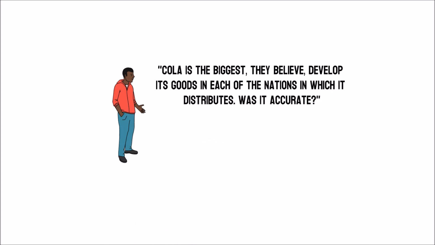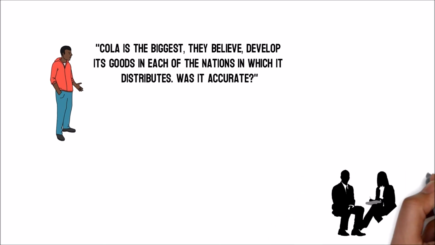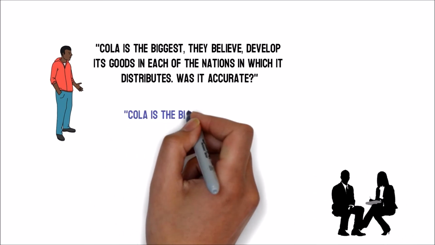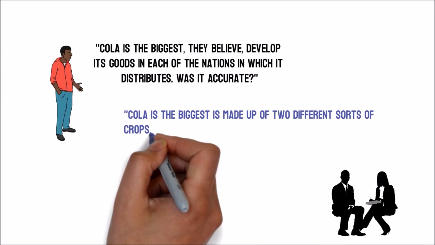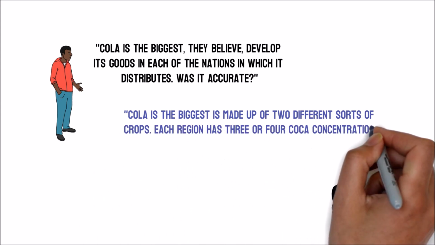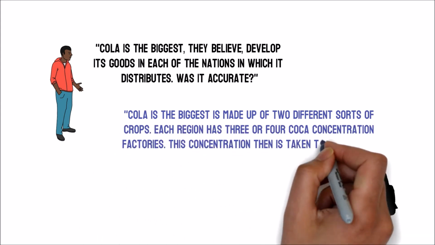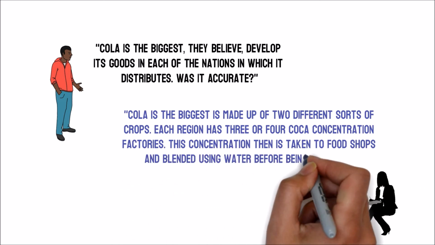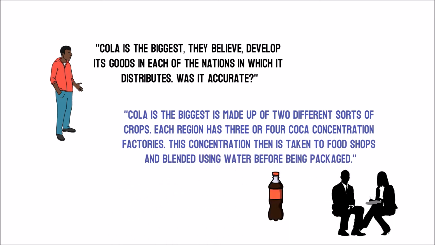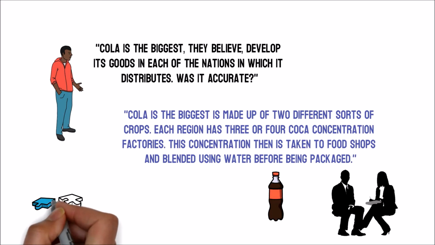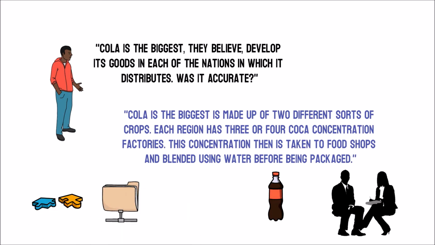Was it accurate? Perhaps the interviewer may well have said something like, Cola is made up of 2 different sorts of crops. Each region has 3 or 4 cola concentration factories. This concentration then is taken to food shops and blended using water before being packaged. Users will be able to put up the structure above using this data.